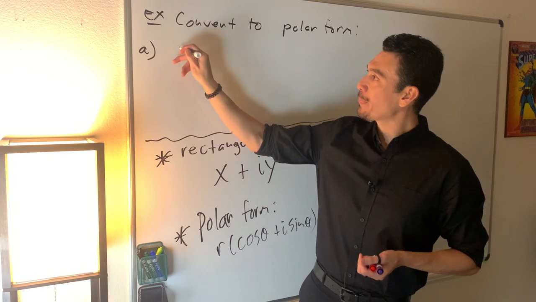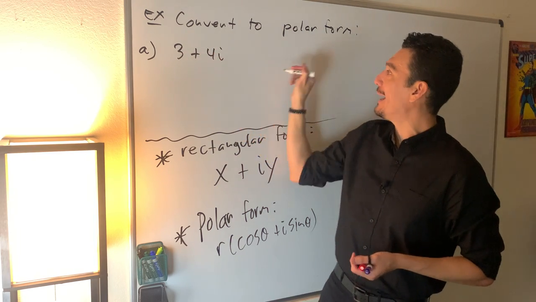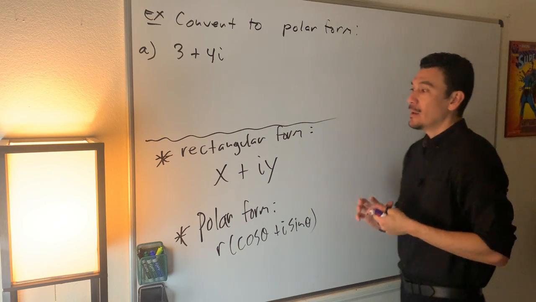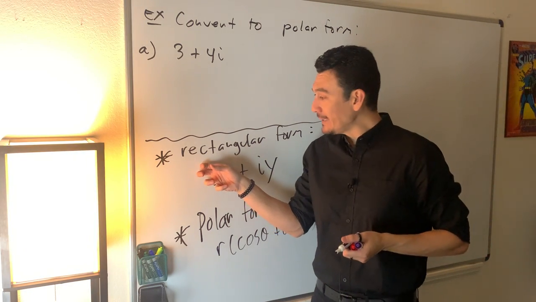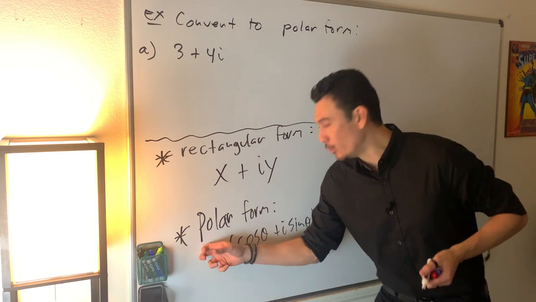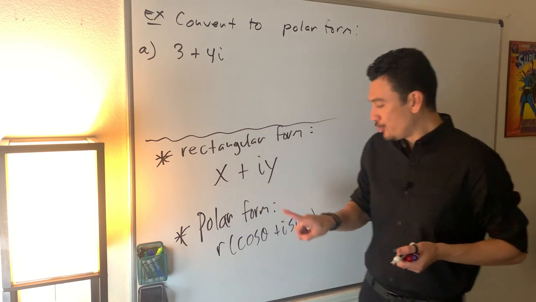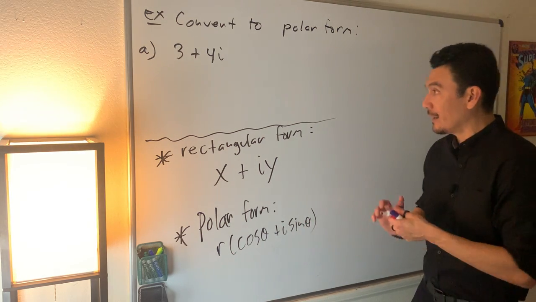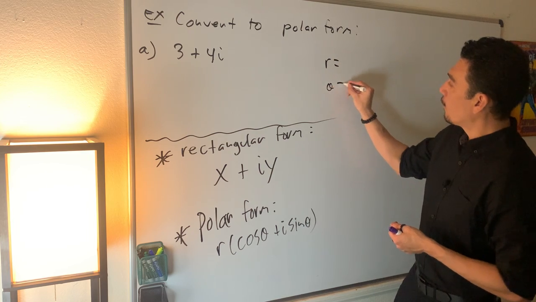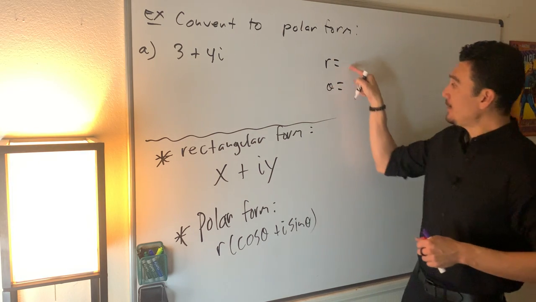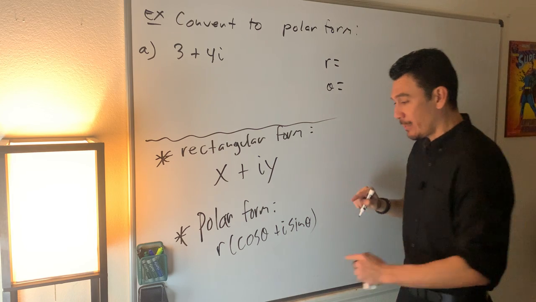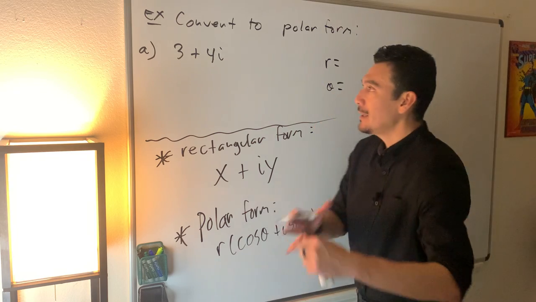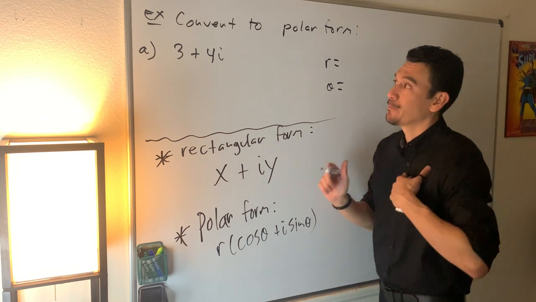So, example A. How about 3 plus 4i? This is a complex number, and right now it looks like rectangular, but we want polar. I want to go from here to there. That means you have to find r and you have to find theta. Once you know r and theta, you plug them in there, and you're done. Finished.